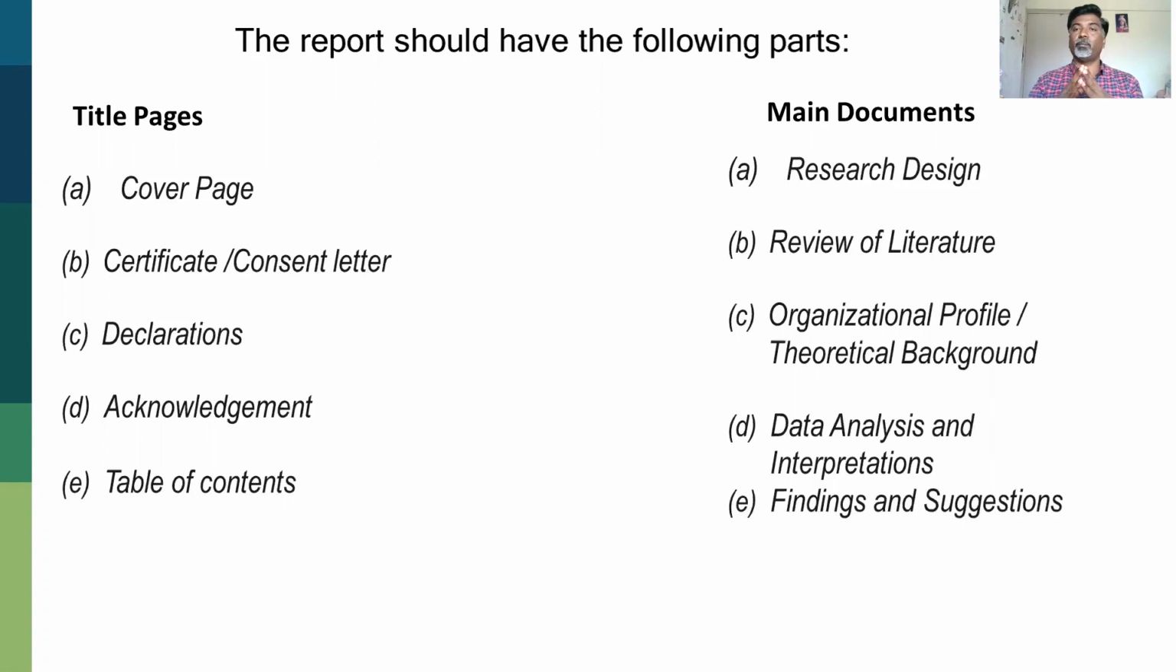The next point is the main pages. Main means the main document, which is the proper organization of your research thesis. The first topic should be the research design, which gives overall information regarding the introduction, title, objectives, the methodology you are going to use, the scope of your research, and how many chapters you are going to write in your thesis. All those things you have to write in your first topic, the research design.